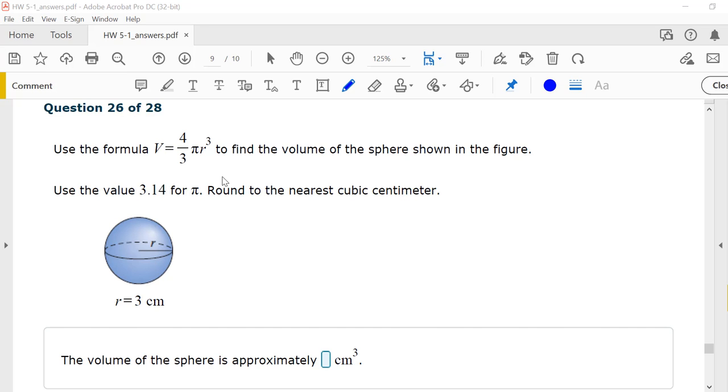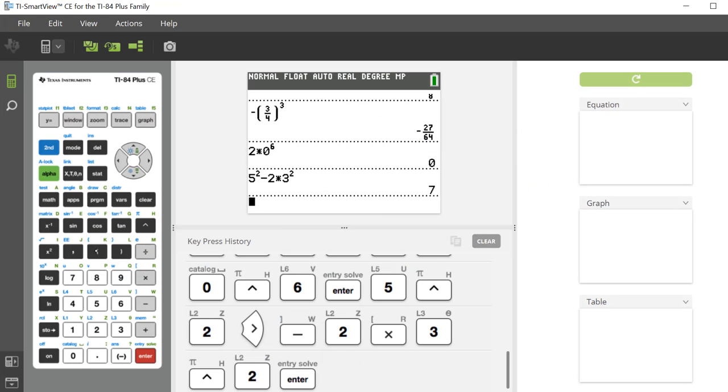Number 26, use the formula V equals 4/3 pi r cubed to find the volume of the sphere shown in the figure. Use 3.14 for pi and round to the nearest cubic centimeter. Okay, the radius is 3 centimeters. Let's use this formula. V equals 4/3 pi, and they told us to use 3.14 for pi, and then r cubed. The radius is 3 cubed. So I'm going to enter that in on my calculator. Let's see what I get.